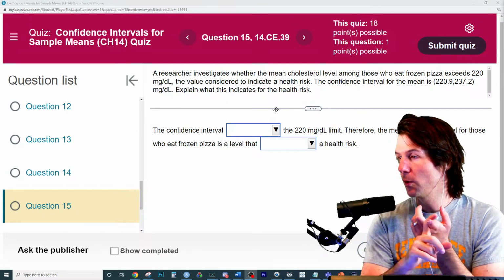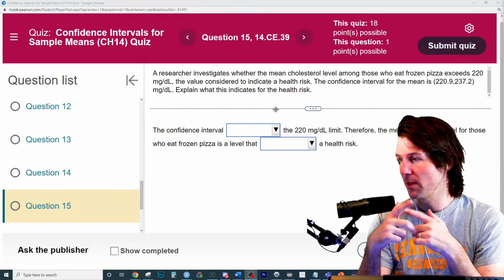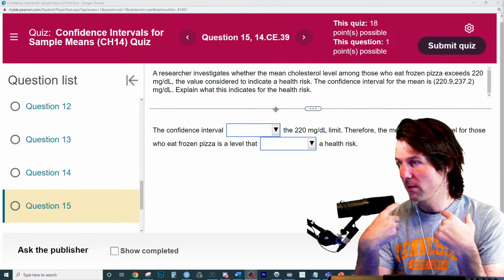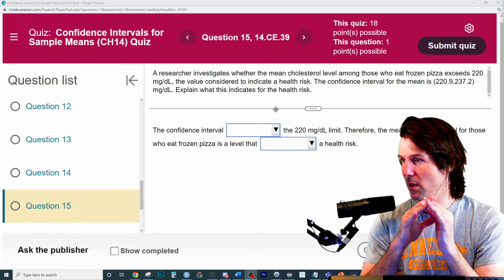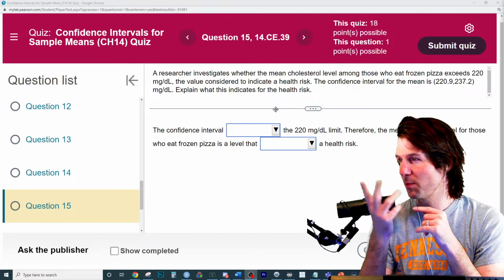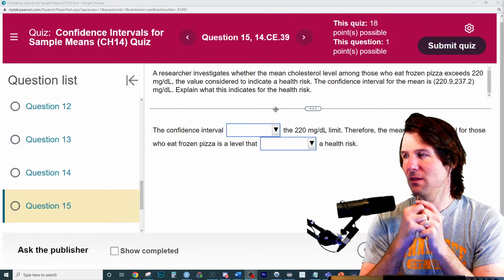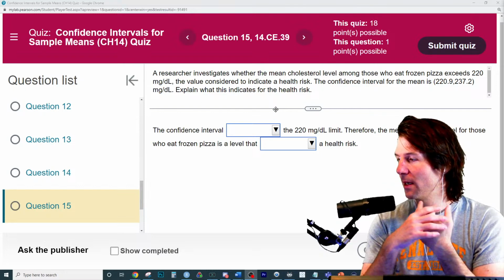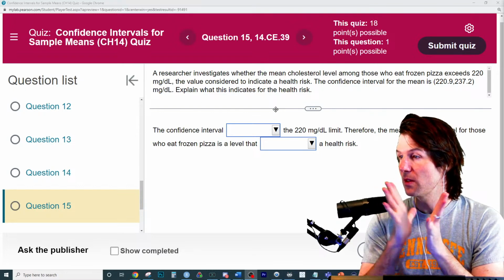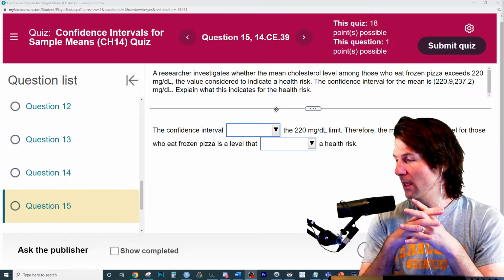We're trying to figure out the true mean cholesterol level for people who eat frozen pizza, which is me. Pretend 95% confidence. They should have given confidence. If you give a confidence interval, you have to say what percent confidence it is. Probably 95, it's the most common one. So how would we do this? And I'm doing this because being able to interpret a confidence interval is part of the test.